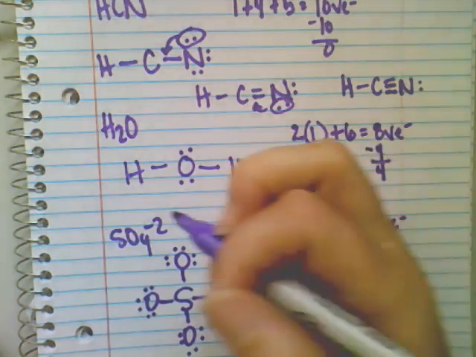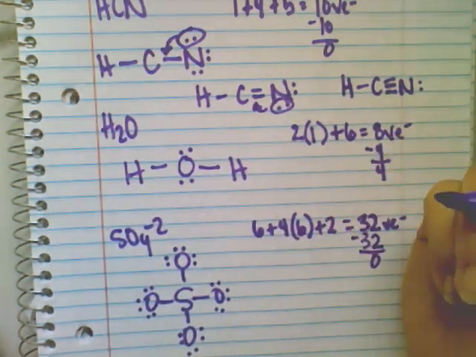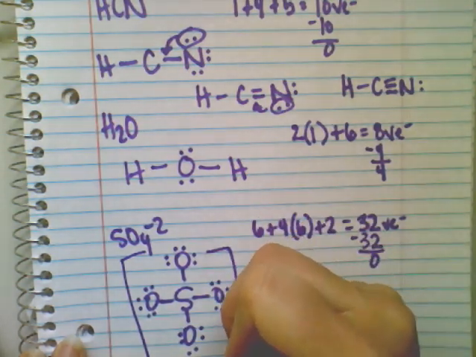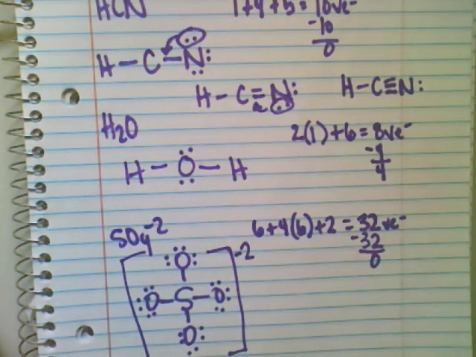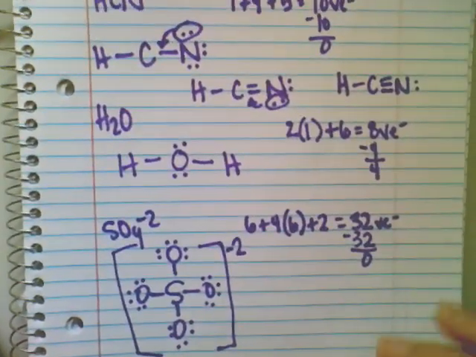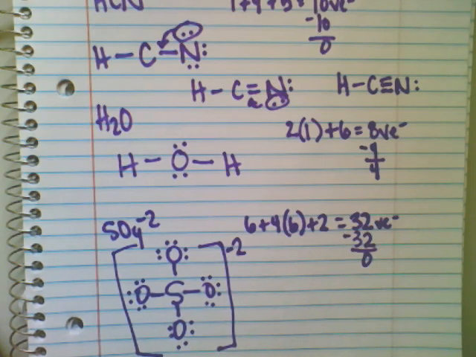When you have a charged particle, you need to indicate that it has gained or lost electrons overall. So I'm going to put this in brackets and then put -2, so everyone who looks at it knows that that molecule has an extra 2 electrons in it to make that structure. And that's how I would draw that.